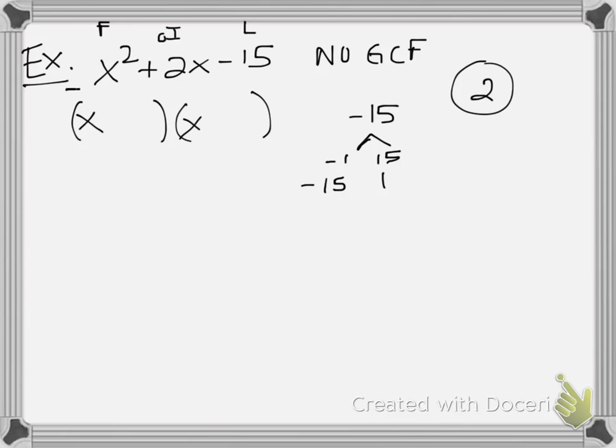So let's add them together. Negative 1 plus 15 equals 14. That's not what we're looking for. We're looking for 2, right? So that's out. Negative 15 plus 1 is negative 14. So that's out, because we're looking for 2.